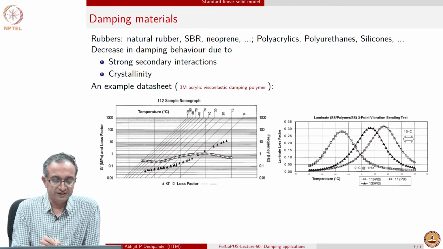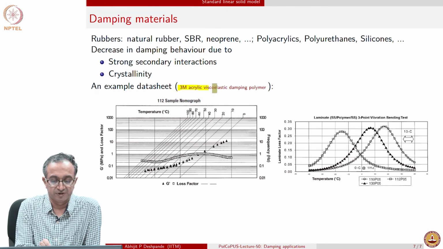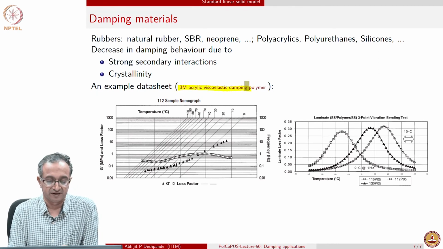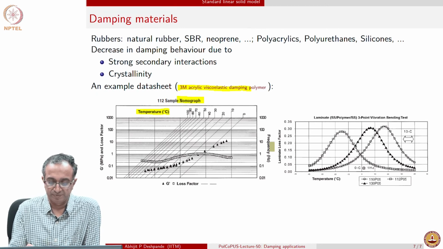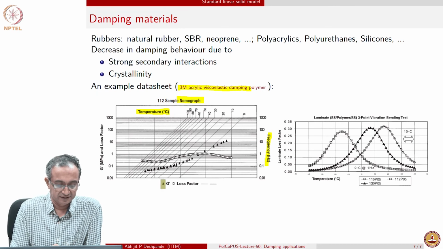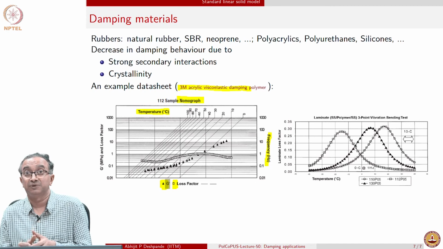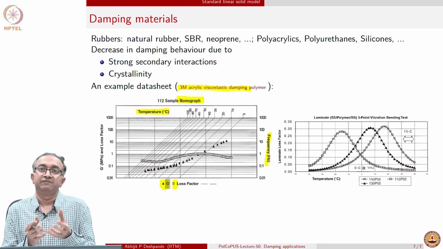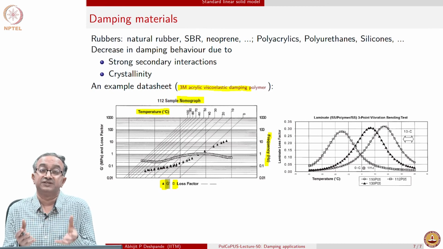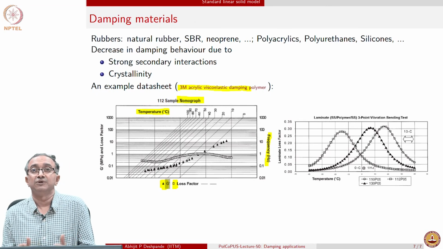Now, look at the data for an example material. In this case, it is from commercial literature of a 3M acrylic material. And the nomograph gives data for temperature and frequency, and G prime and the loss factor. Because for damping applications, loss factor tells us about the energy dissipation capability. Quite often we will have this material subjected to loads and it has to withstand load. So, therefore, E prime or storage modulus is also important.